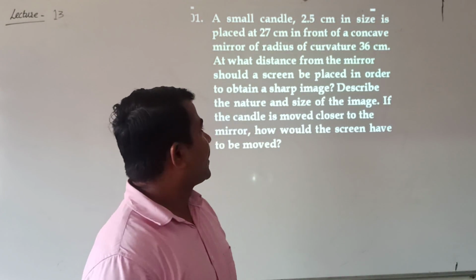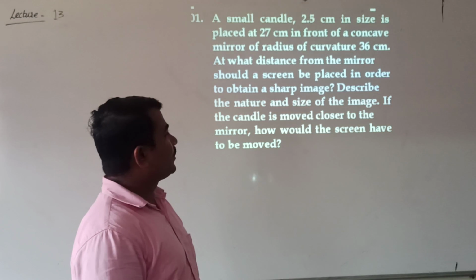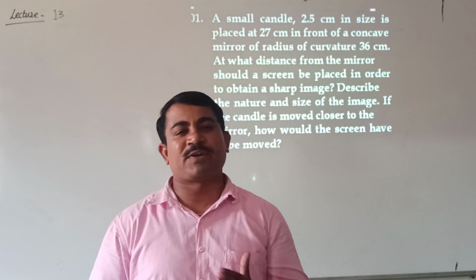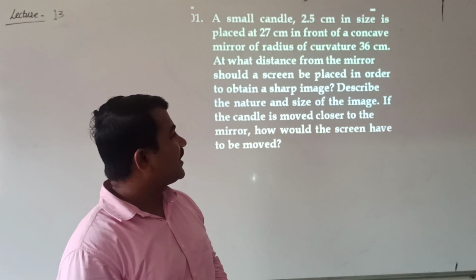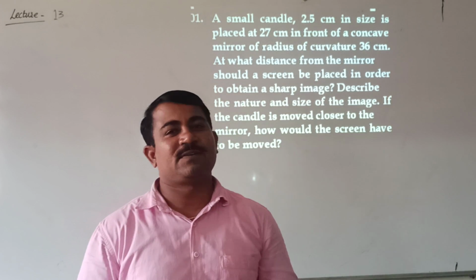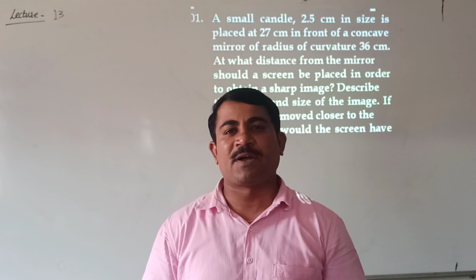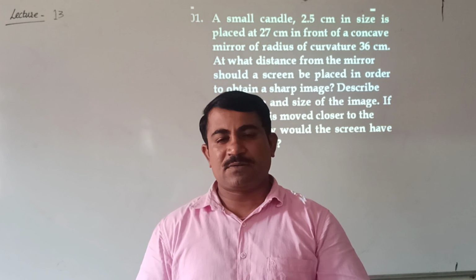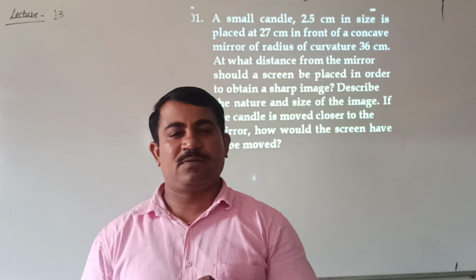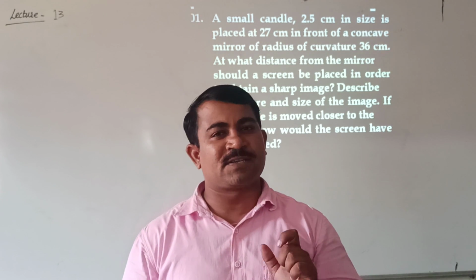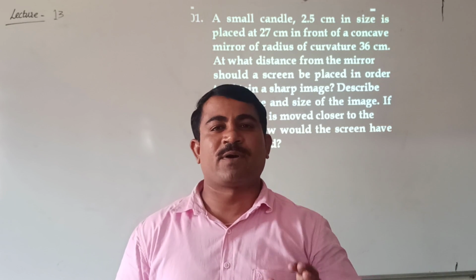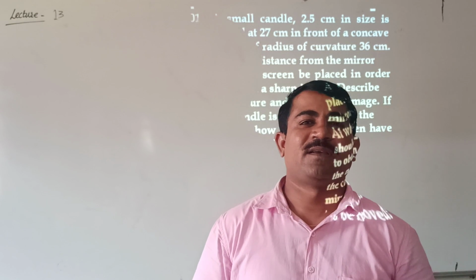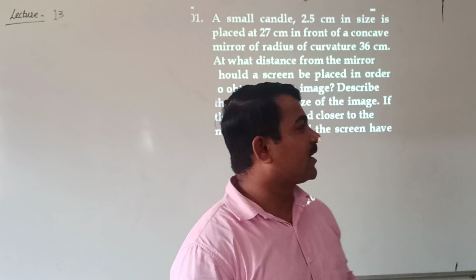A small candle 2.5 centimeter in size is placed in front of a concave mirror at a distance of 27 centimeter. We know that for a concave mirror, the sign convention for object distance, image distance, principal focus and focal length are all taken to be negative according to convention. So initially we will see what the given values are.